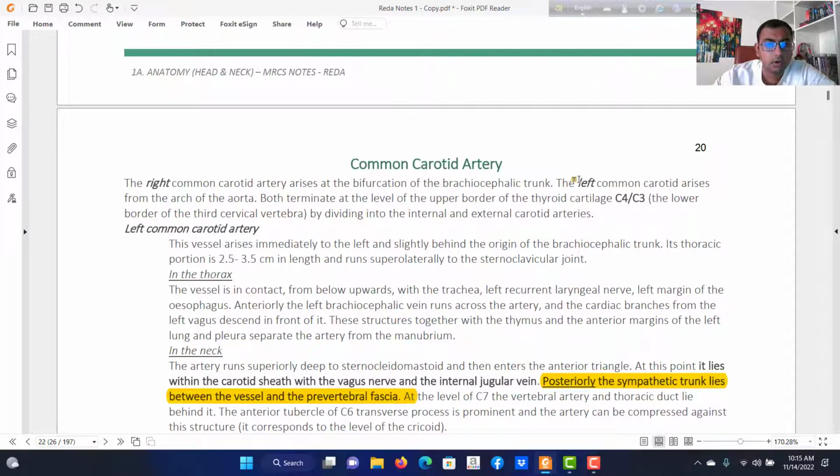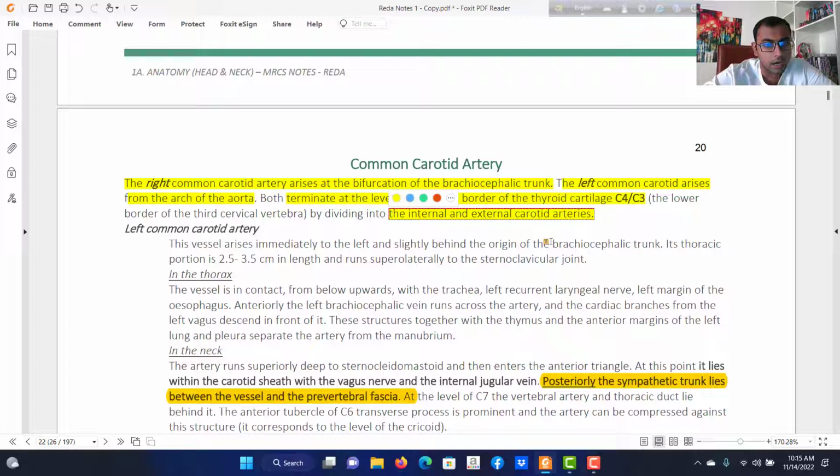Now the common carotid artery. The right common carotid artery arises from the bifurcation of the brachiocephalic trunk, and the left common carotid artery arises from the arch of the aorta. Both terminate at the level of the upper border of the thyroid cartilage, C3 and C4, by dividing into the internal and external carotid arteries.